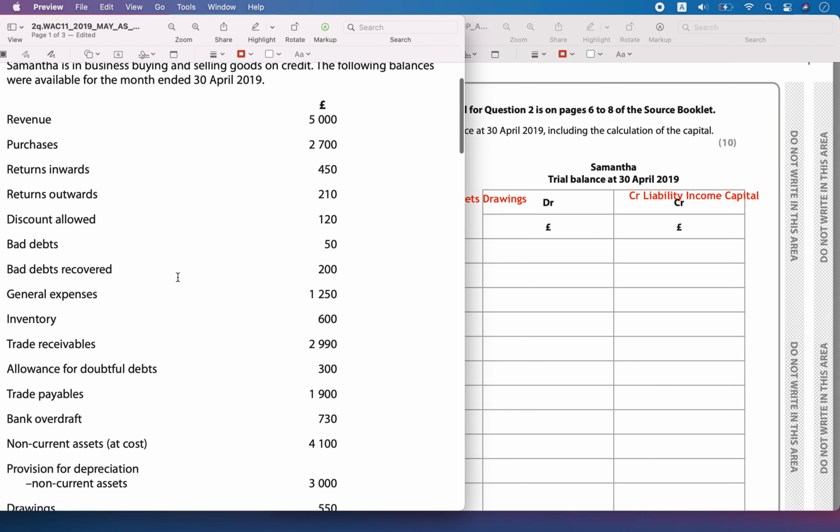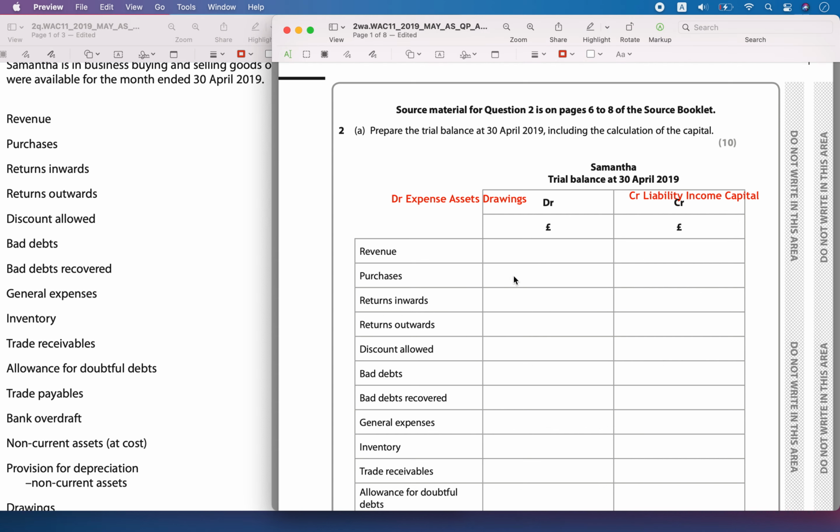For preparation of the trial balance, you should know this: on the debit side, expenses, assets and drawings will occur, and on the credit side, liability, income and capital. The easy way to remember this is the concept of DEAD, and this is called CLIC. So this is CLIC. Now let's put each of them.